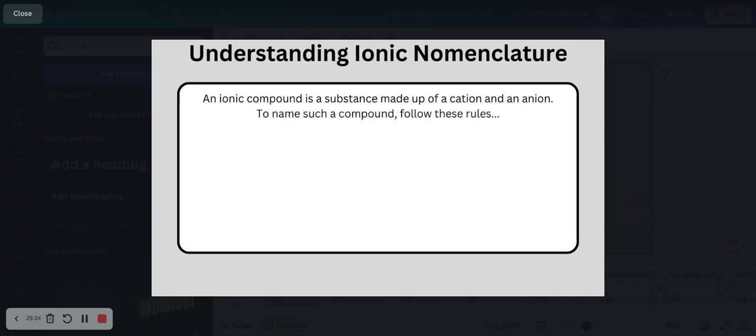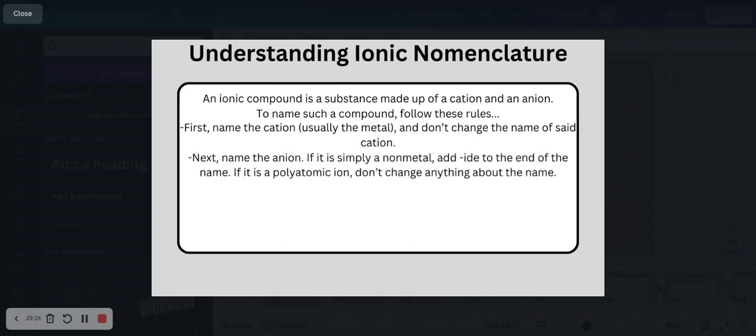To name such a compound, follow these rules. First, name the cation. This is usually the metal, and don't change the name of said cation. Next, name the anion. If it is simply a nonmetal, add "-ide" to the end of the name. If it is a polyatomic ion, don't change anything about the name.